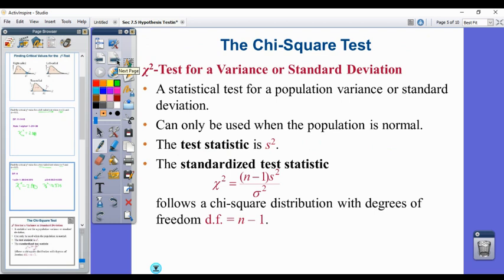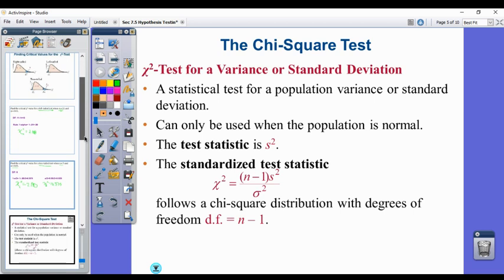So our chi-squared test is useful when we are working with our population variance or standard deviation. Per usual, our population needs to be normal. Our test statistic is going to be our variance, and the standardized test statistic is represented by the following formula.